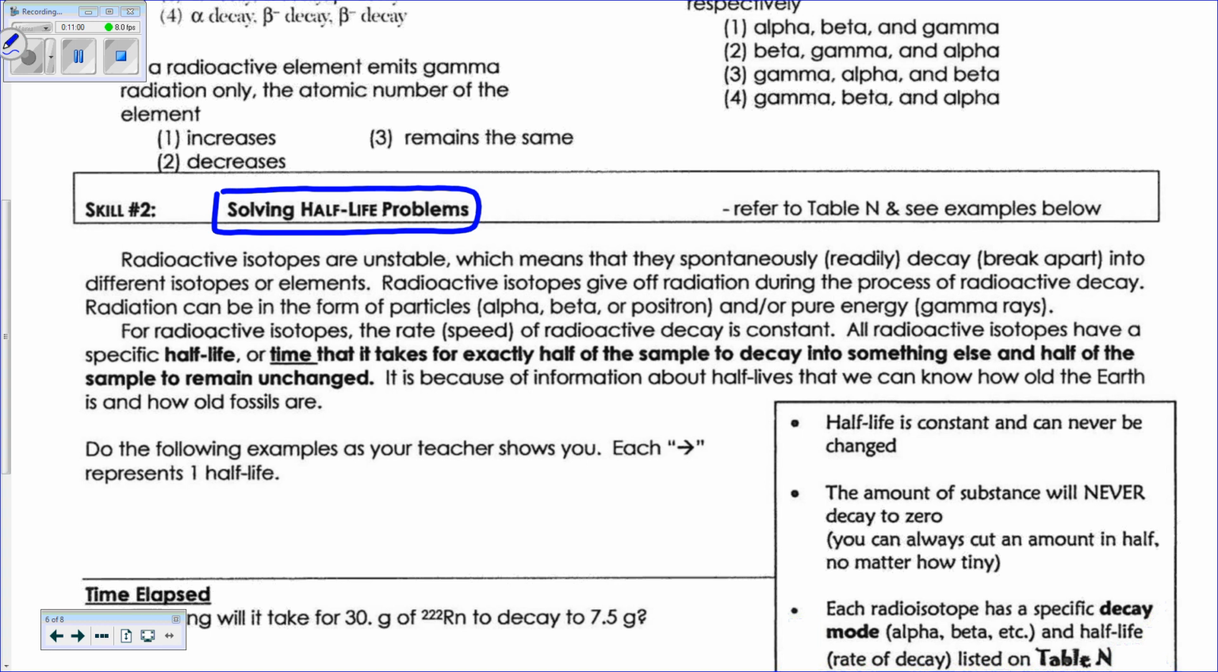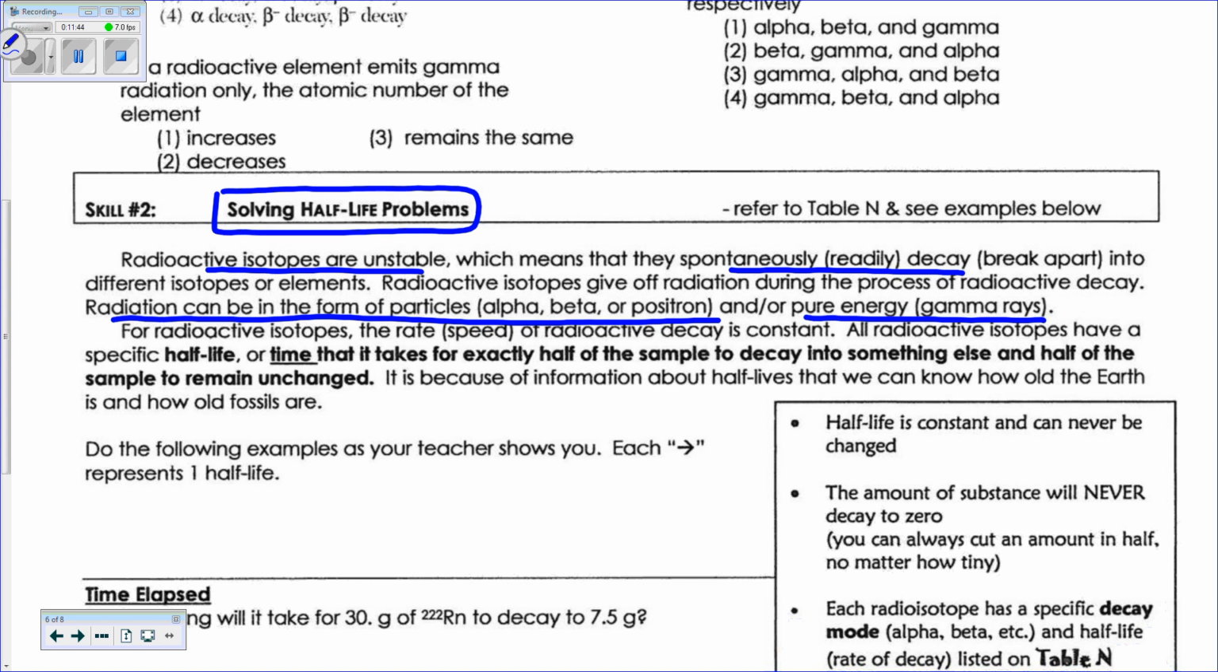Basically what this does is it goes through, and I'm going to give you some examples, but it helps to figure out. So let's read through. It says radioactive isotopes are unstable, which means that they spontaneously or readily decay into different isotopes or elements. Radioactive isotopes give off radiation in the process of radioactive decay. Radiation can be in the form of particles, that's probably important, alpha, beta, or positron, and or pure energy, which is your gamma rays. For radioactive isotopes, the rate or the speed of the radioactive decay is constant.